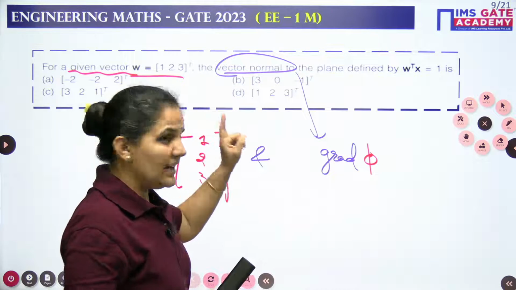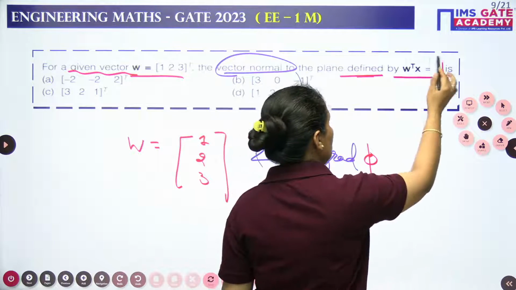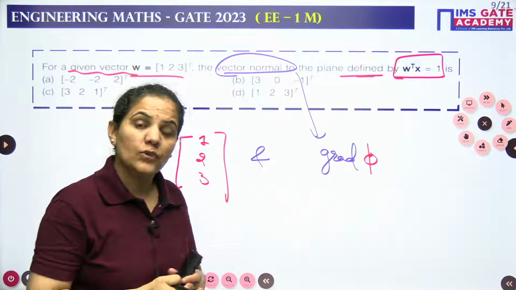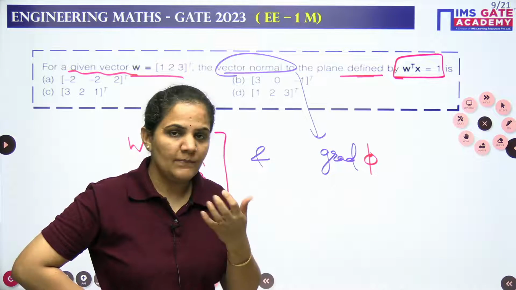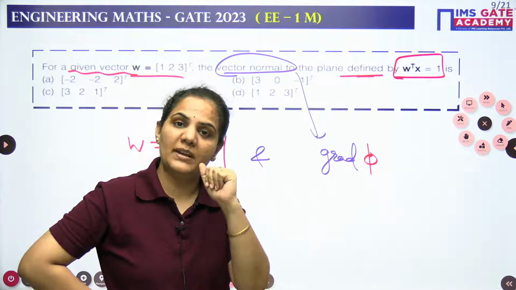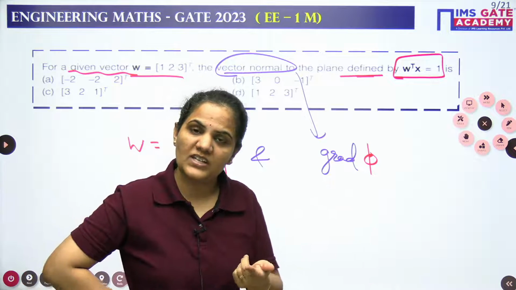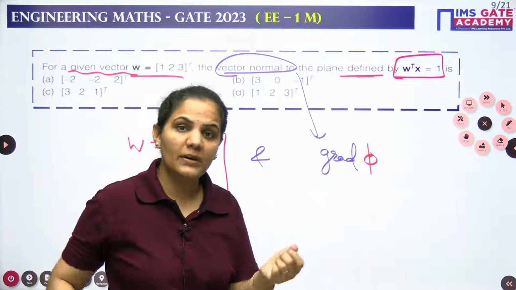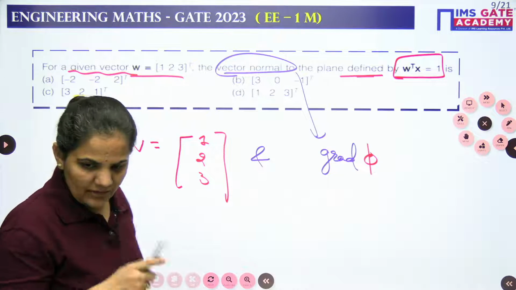Okay, so the gradient of phi you need to find out, which is defined by w transpose x is 1. For finding the gradient, what is my requirement? My requirement is the function only. I cannot see it here in the function. The function is given in the form of a matrix. From this w transpose into x, I need to find out the function, and then I will go for the normal to the surface or vector normal. Then I will go for the gradient. So let's approach it.